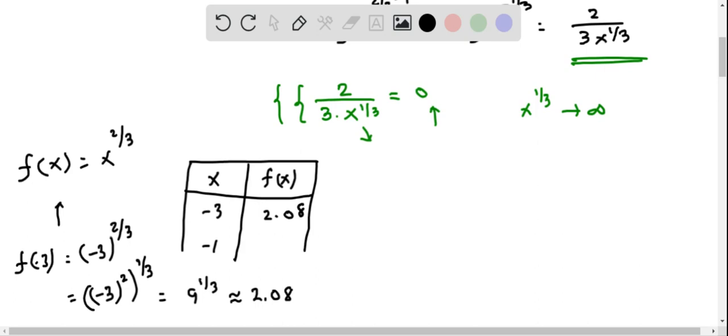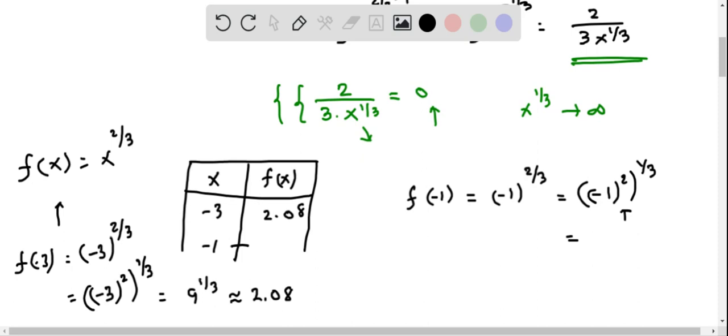And similarly, we determine the corresponding function value when x equals -1. That is, we find f of -1, and this equals -1 raised to the power of 2 thirds. Once again, we can rewrite this as -1 raised to the power of 2 and raised to the power of 1 third. -1 raised to the power of 2 is (-1) squared, which is positive 1, and positive 1 raised to the power of 1 by 3 is 1. So you can say that the function value at x equal to -1 is positive 1.